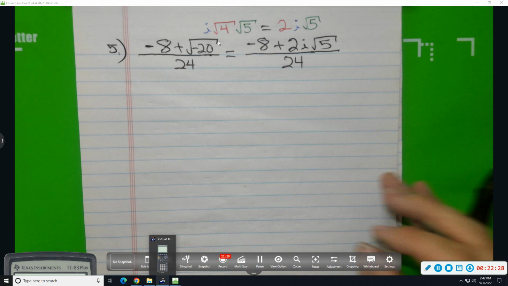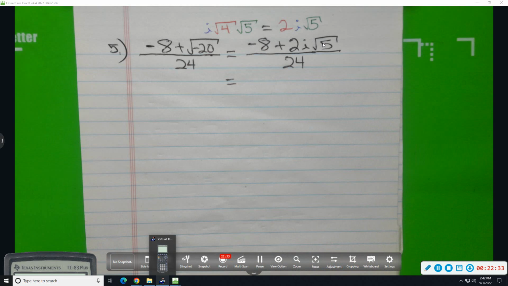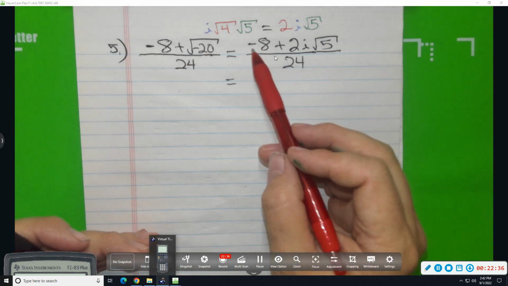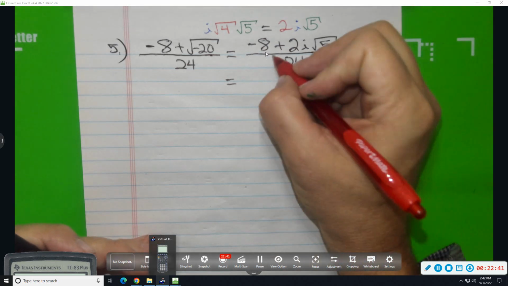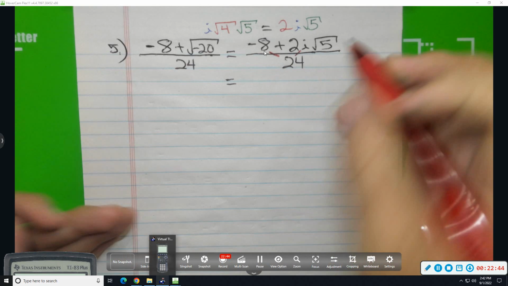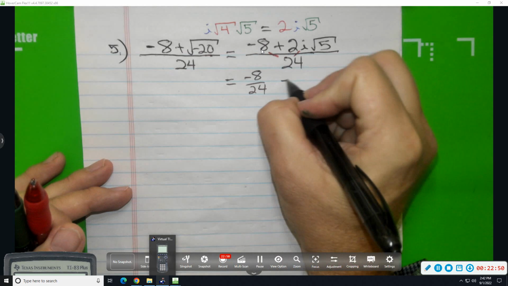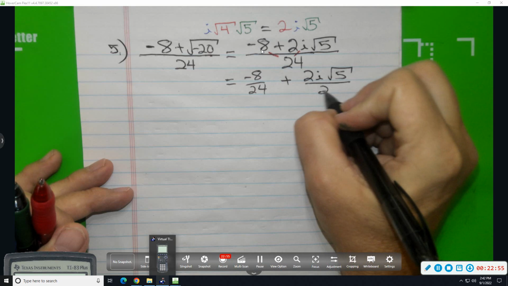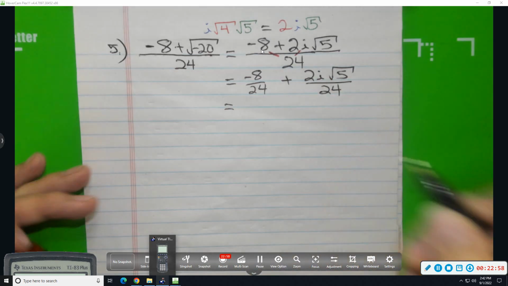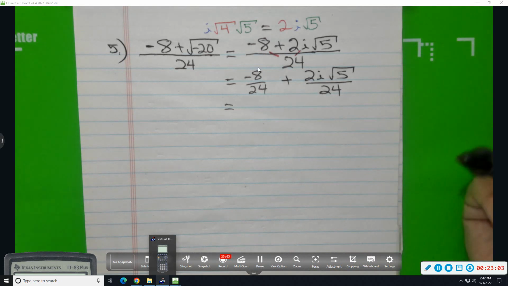See, you did it. And then when I have a complex number on top and an integer on the bottom, you split it up, so you have -8 over 24 plus 2i square root of 5 over 24. Now be careful, -8 over 24 doesn't reduce to -3. What does it reduce to? -1 over 3. That's right.